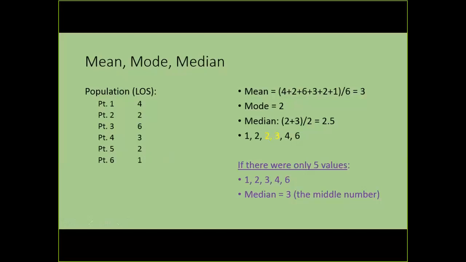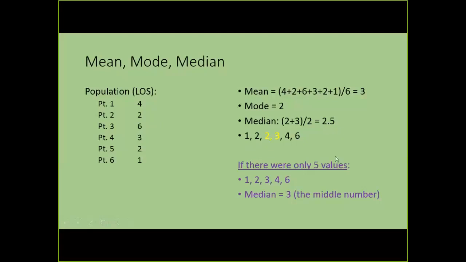Median, on the other side, requires that you order these numbers from the smallest to the largest. So you start with 1, 2, 3. Actually, I missed a 2. So 1, 2, 2, 3, 4, 6. So right here you have 1, 2, 2, 3, 4, 6. Then you take the middle numbers, add them up and divide by 2. So 2 plus 3 divided by 2 gives us 2.5.